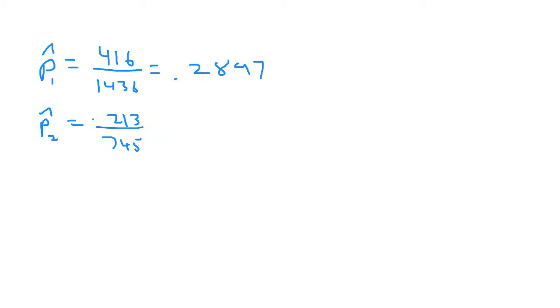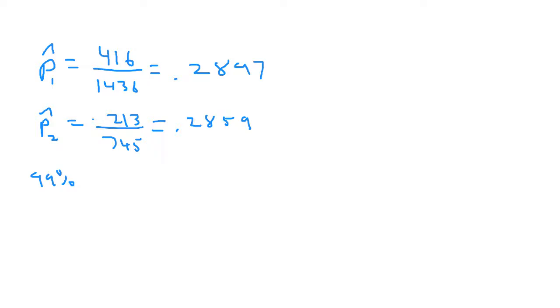And then the other one is 213 over 745. Yep. So that's 0.2859. Okay. So not a lot of difference, is there? No. So they want you to create a 99% confidence interval for the difference in proportions.